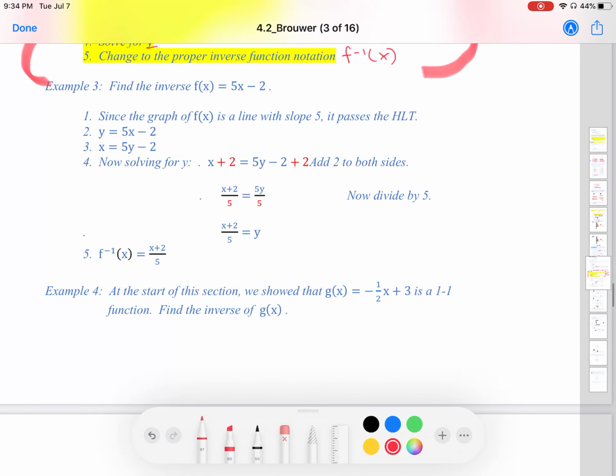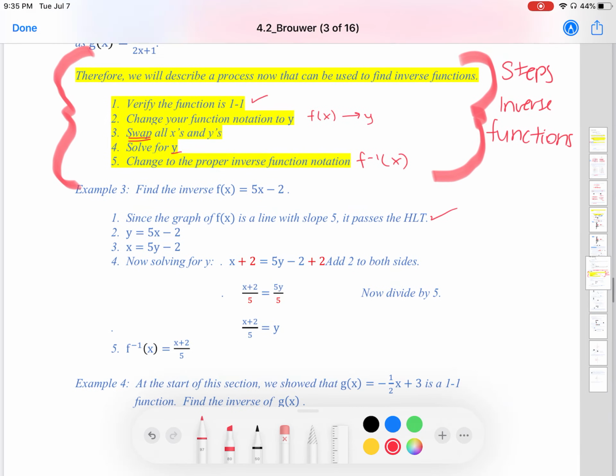All right, let's do example 3. Find the inverse of f of x equals 5x minus 2. Since the graph of f of x is a line, it passes the horizontal line test. All right, step 2, we need to change. So this is set up by steps. Step 2, we need to change our f of x notation to a y. So we have that done.